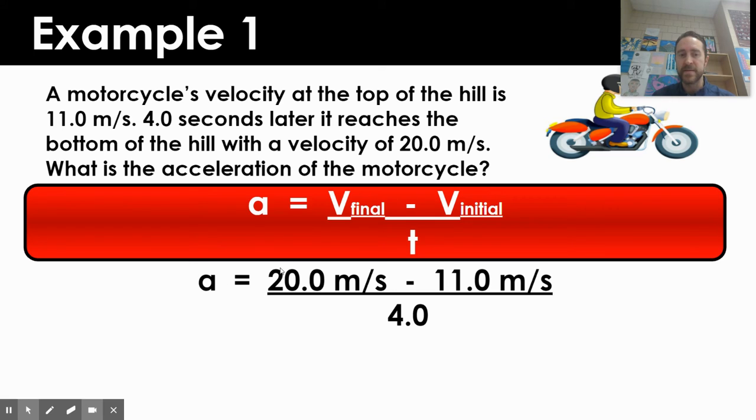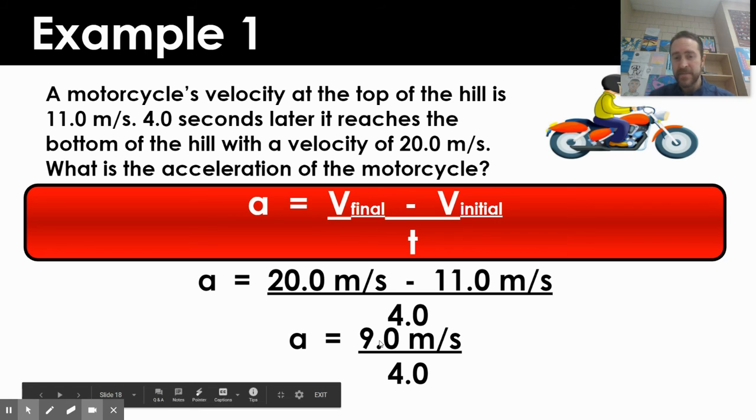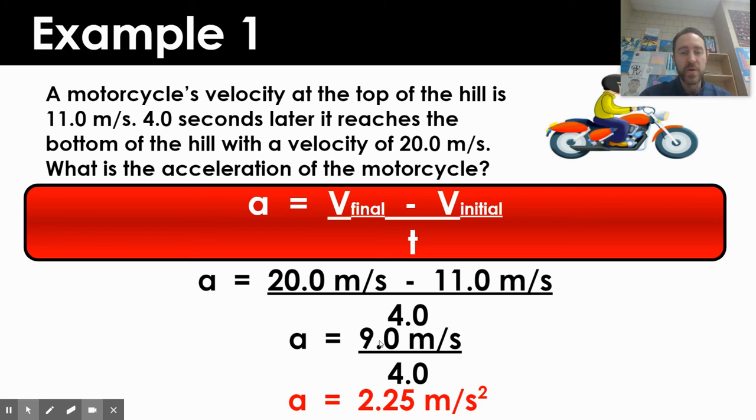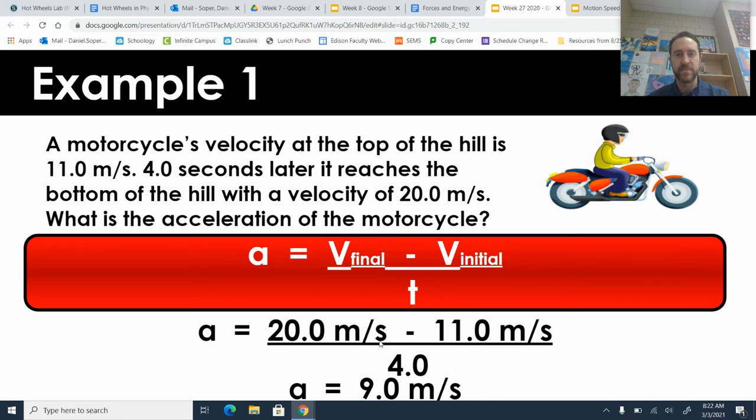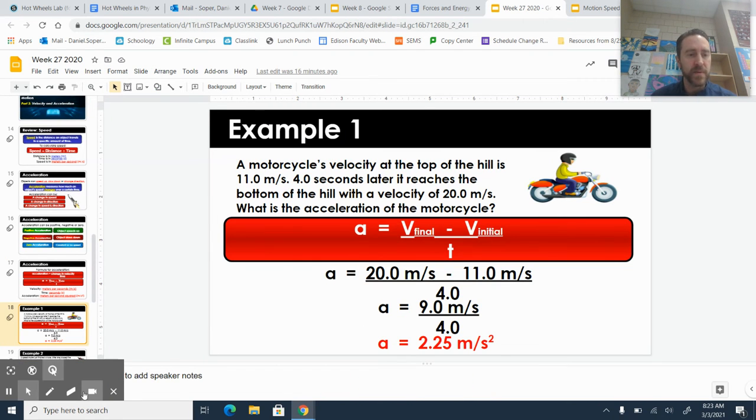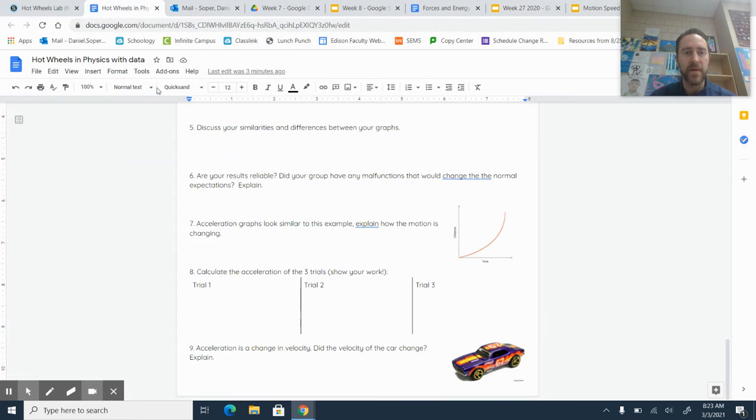In this case, its final velocity was 20 meters per second. That's how fast it was going at the bottom of the hill, minus its initial velocity of 11 meters per second. That's how fast it was going at the top of the hill, divided by the 4 seconds it took to speed up. 20 minus 11 is 9. And again, divide that by the 4 seconds. If you plug that into a calculator, your acceleration is 2.25 meters per second squared. It seems confusing, but if you work through it a couple of times, I think you will get it. So let's go back and we'll do one together.